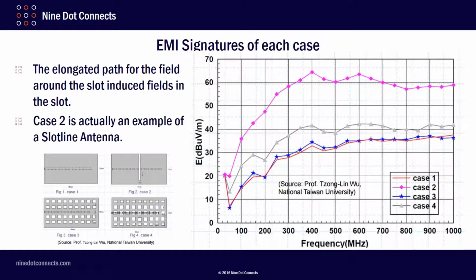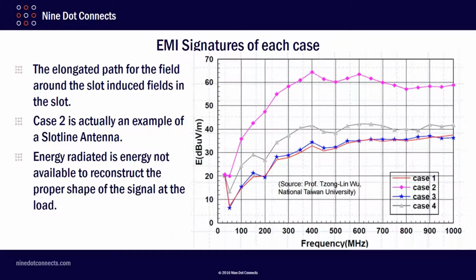Case 2 is actually an example of a slot line antenna. If you're trying to make an antenna and radiate energy, you would use something similar to this. The key here is to remember that energy radiated is energy not available to reconstruct the proper shape of the signal at the load.